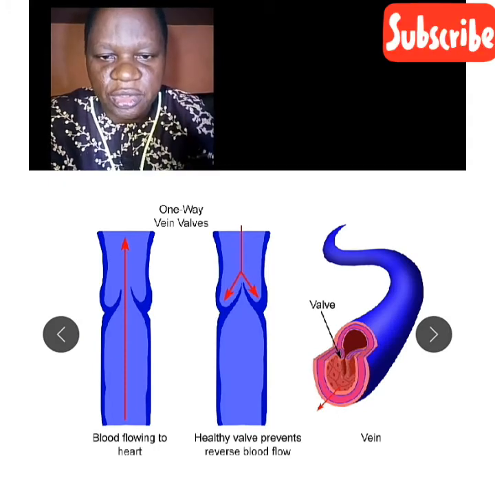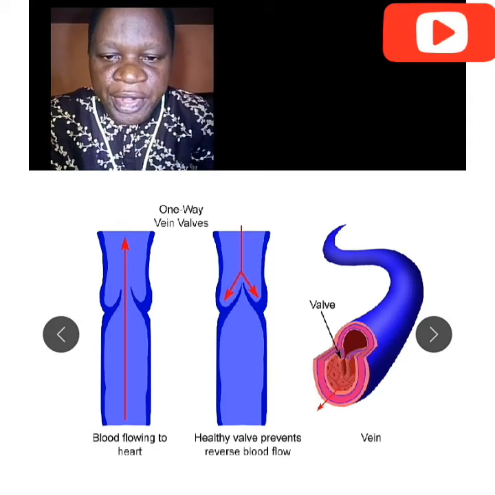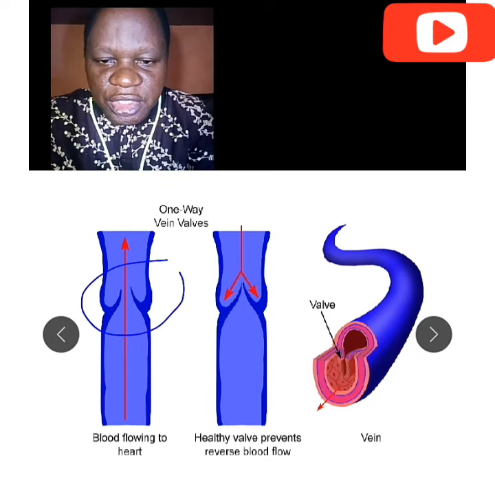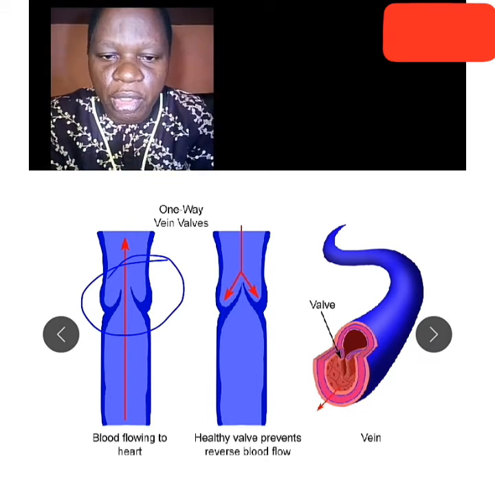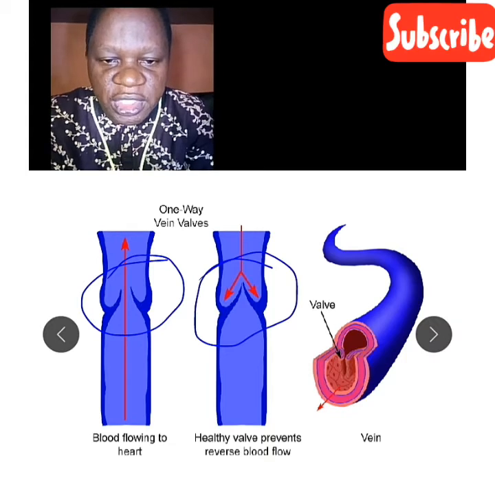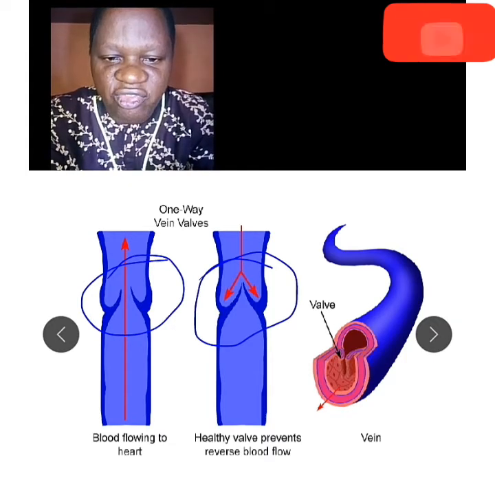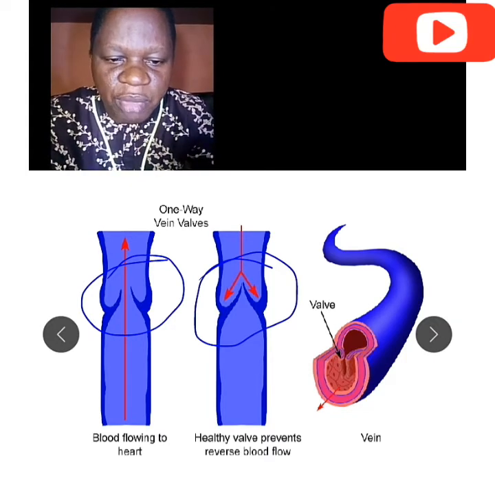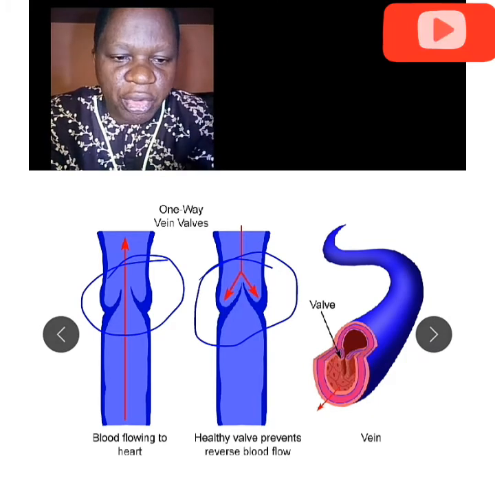So this is the structure or picture of a vein. You can see what you have here, the valve opening for the blood to pass, and after the blood has passed, you can see the valve closing, so it will prevent a backflow, so that the blood cannot move back to where it's coming from.